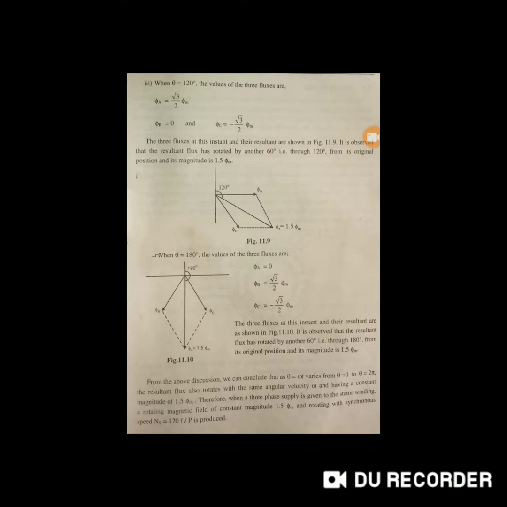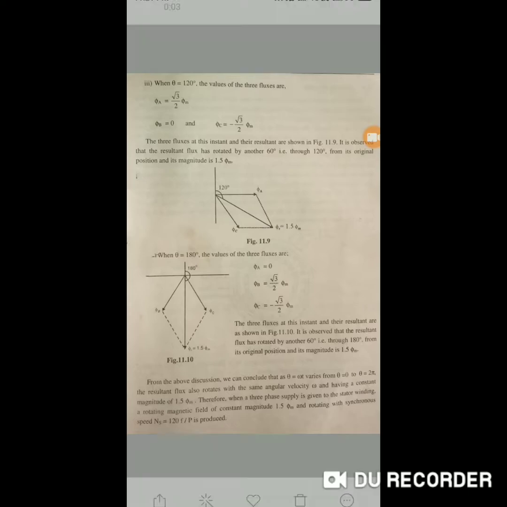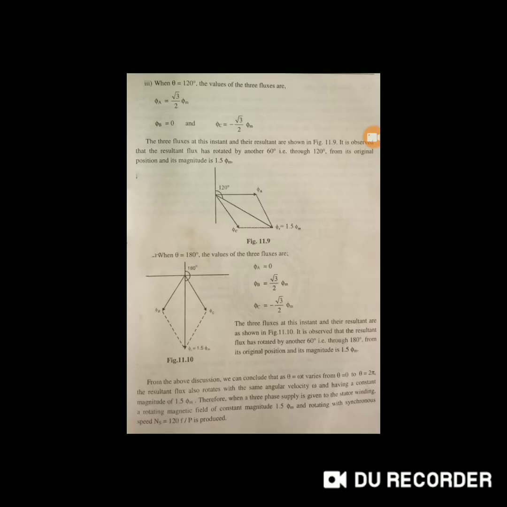From this rotating magnetic field, we can conclude that as theta equal to omega t goes from 0 to 2 pi, the resultant flux also rotates with the same angular velocity omega and has a constant magnitude of 1.5 into phi m. Therefore, when a three-phase supply is given to the stator winding, a rotating magnetic field of constant magnitude 1.5 phi m is produced, rotating with the synchronous speed Ns equal to 120 f by P.